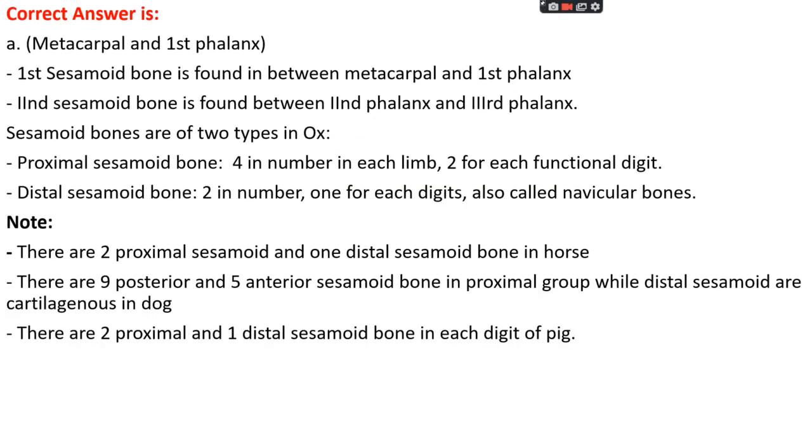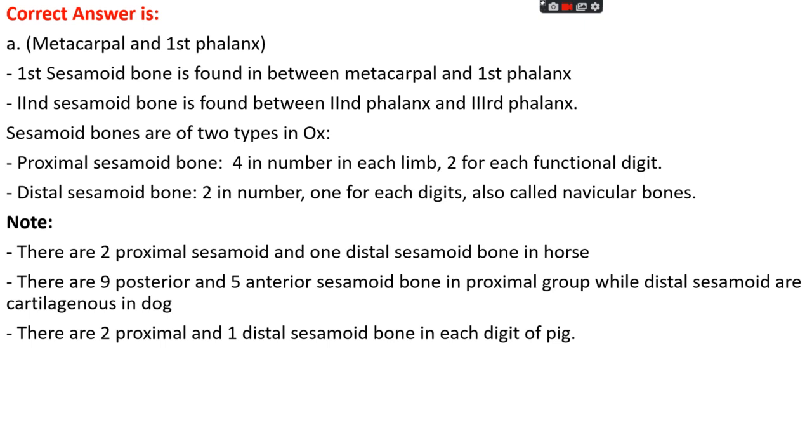First sesamoid bone is found in between metacarpal and first phalanx, while second sesamoid bone is found in between second and third phalanx. Okay. These sesamoid bones are of two types in case of ox, that is proximal sesamoid bone and distal sesamoid bone. The proximal sesamoid bones are 4 in number in each limb, 2 for each functional digit. Okay, in one limb there are 2 functional digits present.